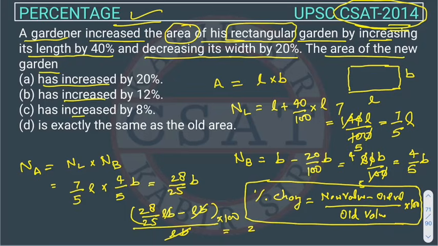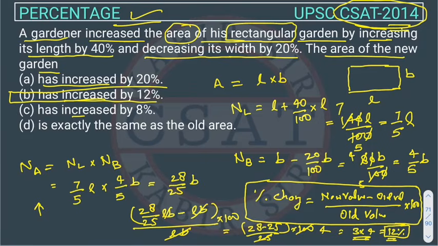When we solve this, it will come out 28 minus 25 upon 25 into 100. This 25 will cut this 4 times and there will be 3, so 3 into 4 is equal to 12%. Because this is in plus, not in minus, the area will increase, right? Because we are getting a positive value. If we get a negative value, then the change will be decreasing. So the answer will be option B, increase by 12%.